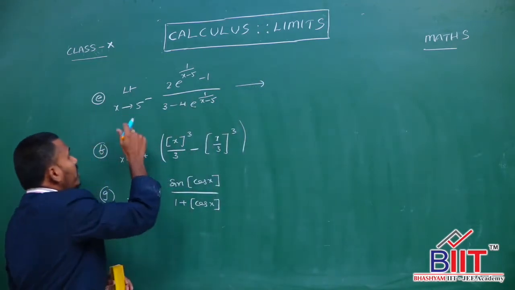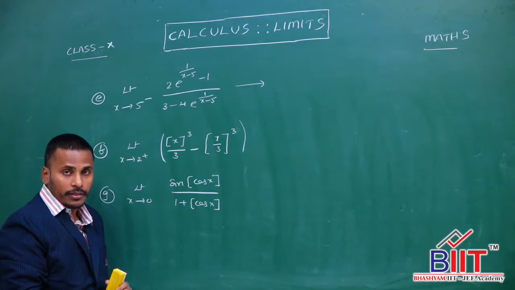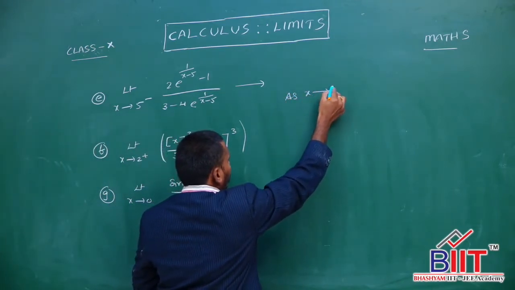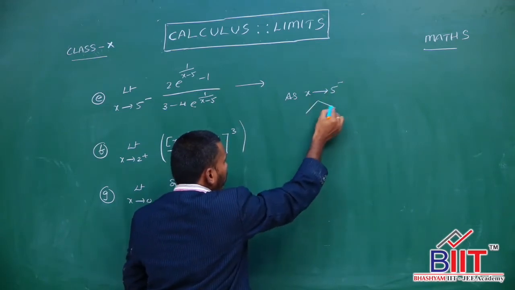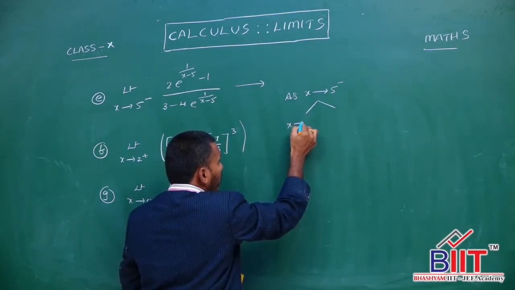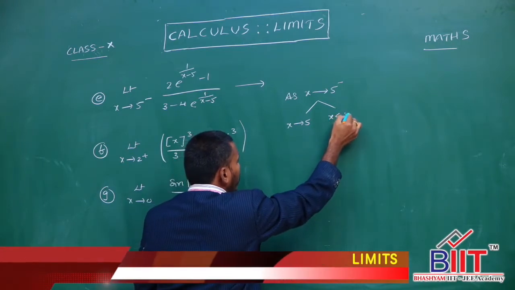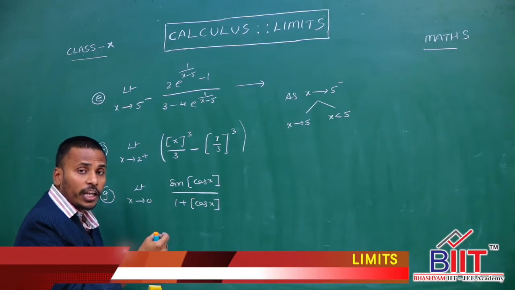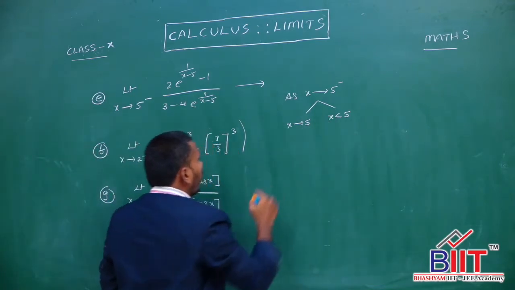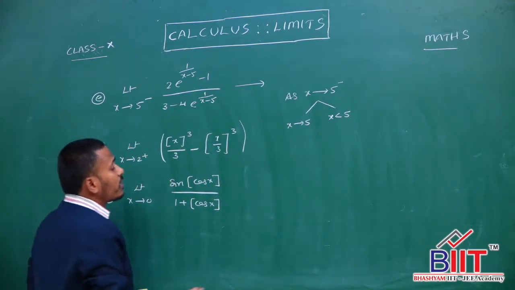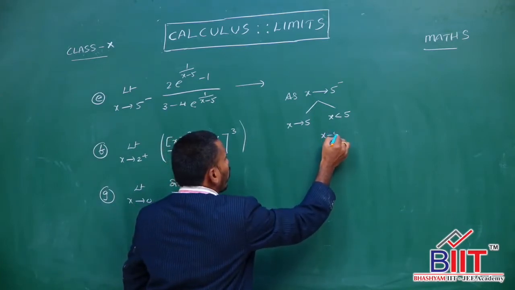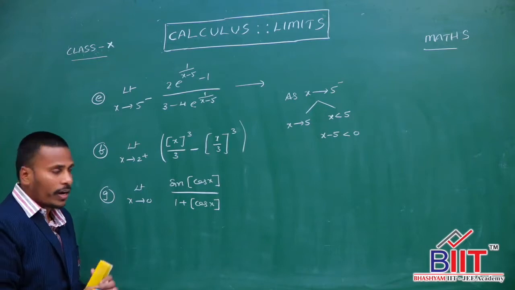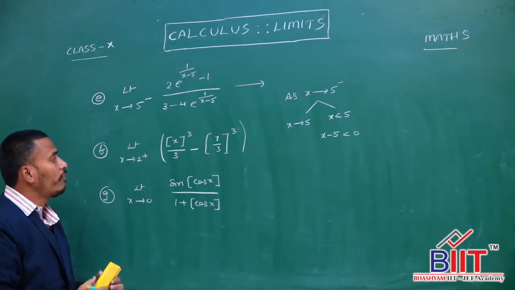See here, x is approaching 5 minus, the left hand limit. So, x approaching 5 minus involves two restrictions: x is approaching 5 and x is less than 5. X approaching 5 means x values are very near to 5, and x is smaller than 5. And since x is less than 5, x minus 5 is less than 0, right? X minus 5 is a negative value.